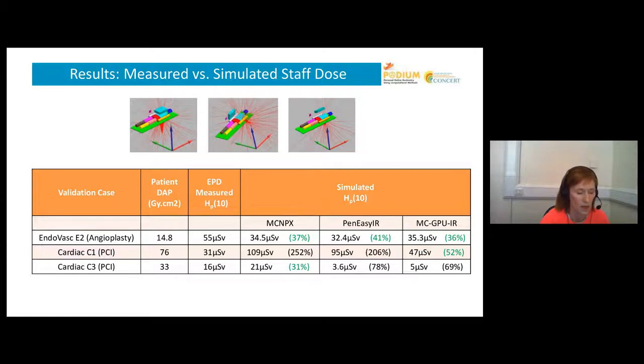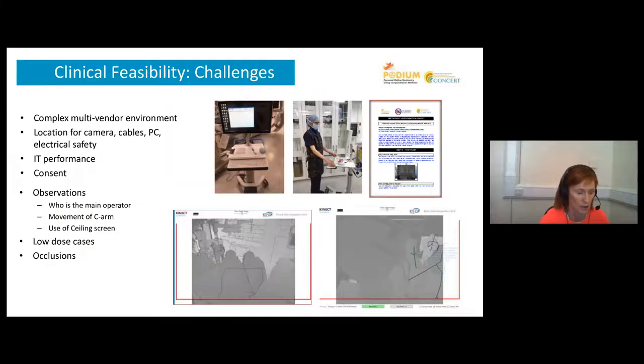Particularly with the cardiac cases, one of the difficulties we encountered was that it was very difficult to track the use of the ceiling-mounted screen. The operators are encouraged, for good radiation protection practice, to use a ceiling-mounted screen, but it's not easily visible or trackable on the Connect camera system. So that's just one of the aspects that needs to be continued on. I said some of the challenges that we found from the work done in St.